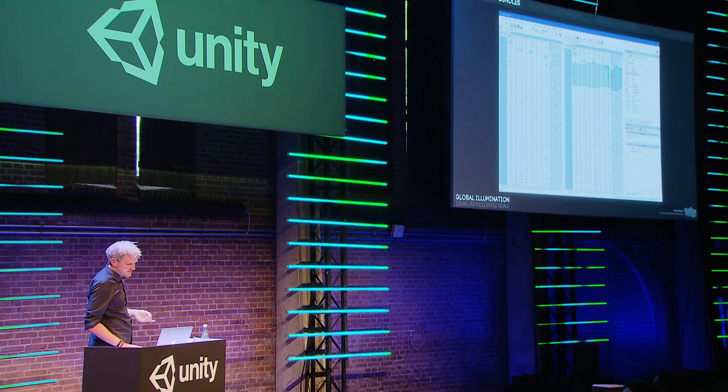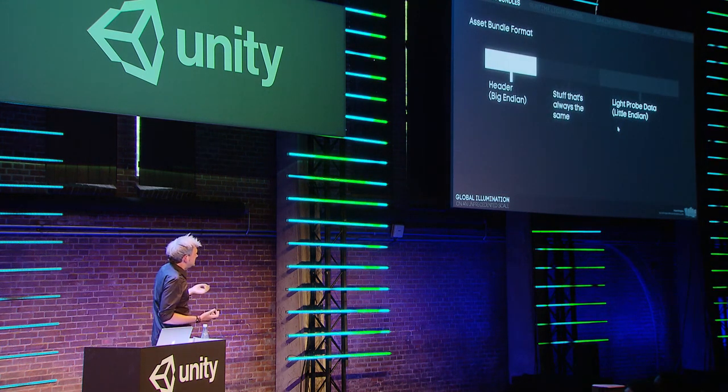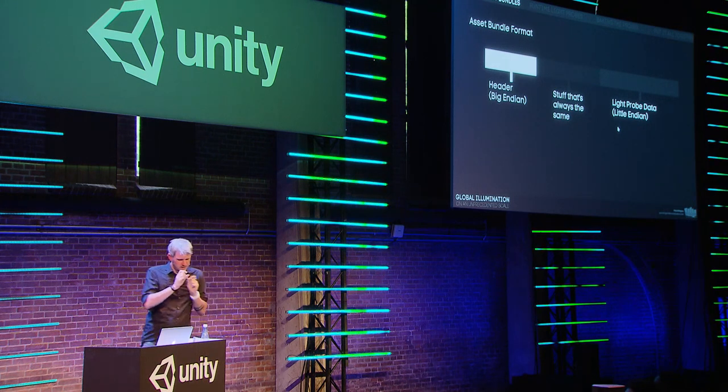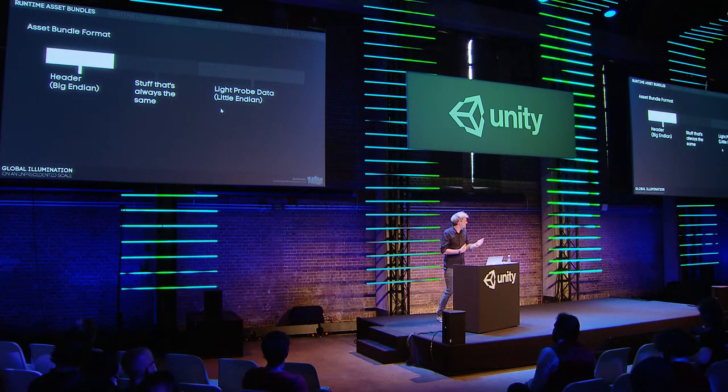I found a few things out about the asset bundle format. The first thing is that the header does change. There are little bits in the header that change, like the size of the asset bundle and how many assets are in that bundle. And then there's the light probe data at the end that always changes depending on what the light probe data is. It's just a collection of numbers and coefficients and things like that, all packed in at the end. But then there's this bit in the middle that I don't actually know what it is. But it always stays the same, so it doesn't really matter, right?